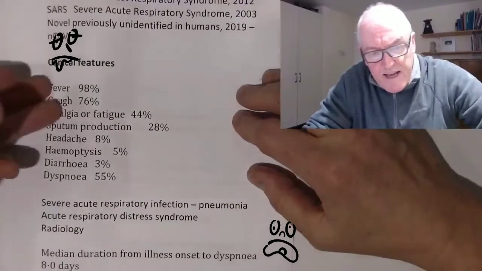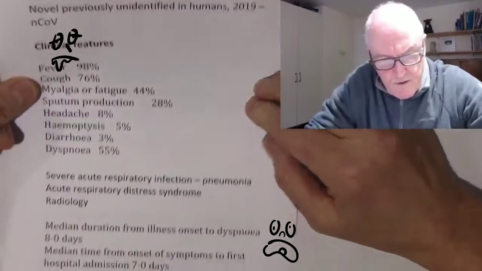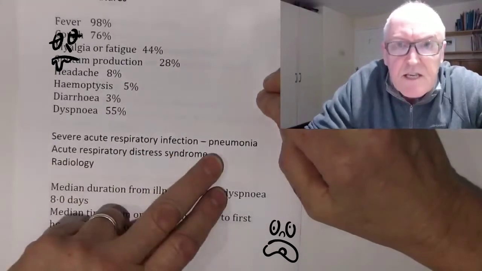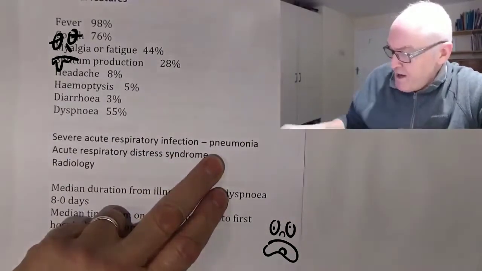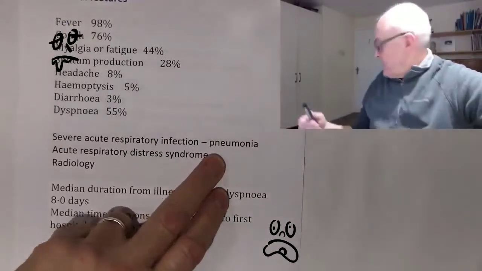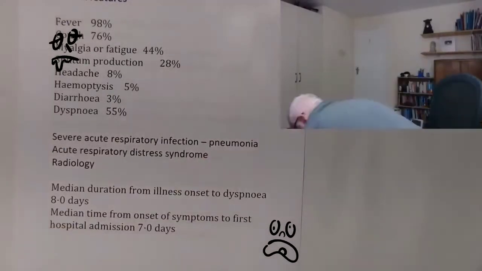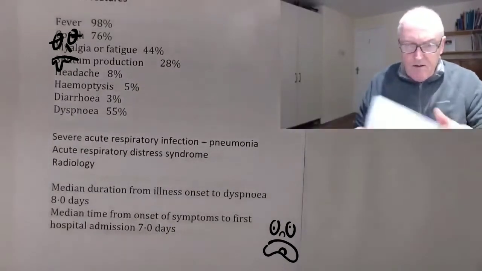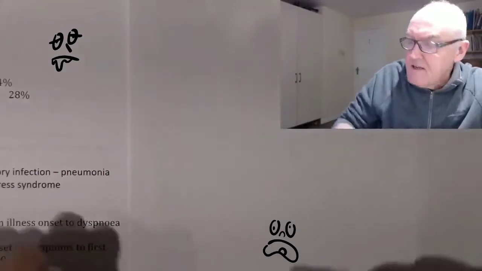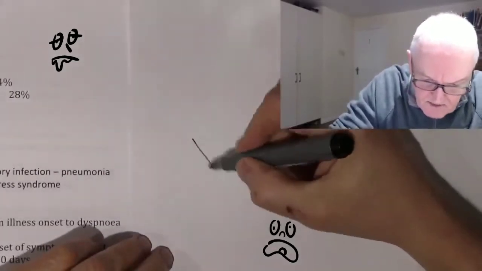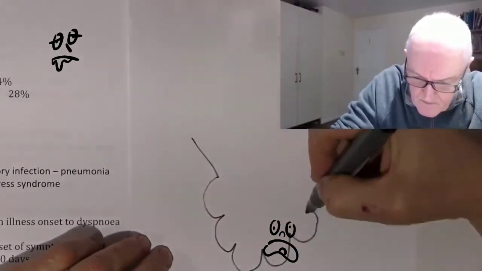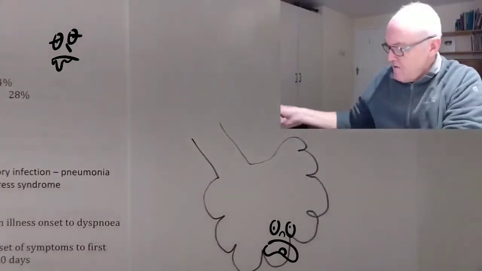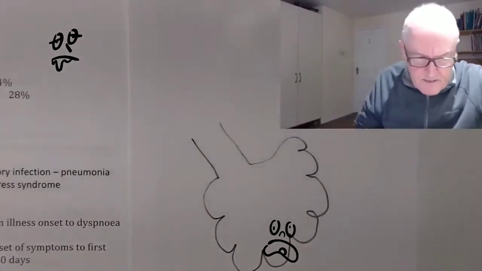So thinking about the complications of this condition. Severe acute respiratory infection is pneumonia. So you probably know that in the lungs we have the air sacs, which are the alveoli. So we have the air sacs in the lungs. Gives us a nice large surface area over which gaseous exchange can take place.